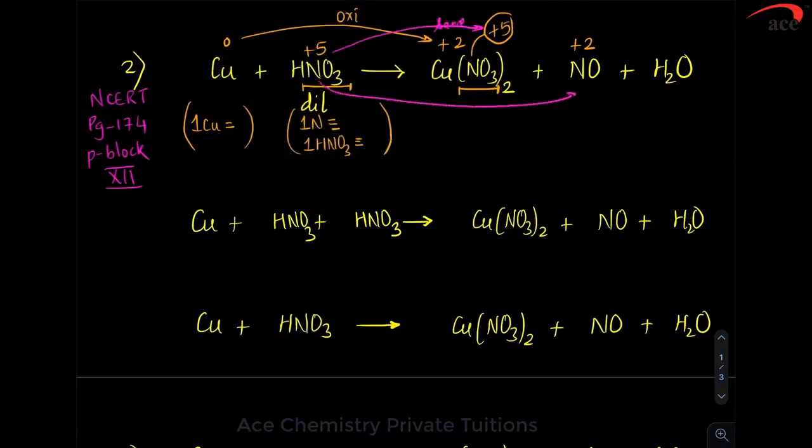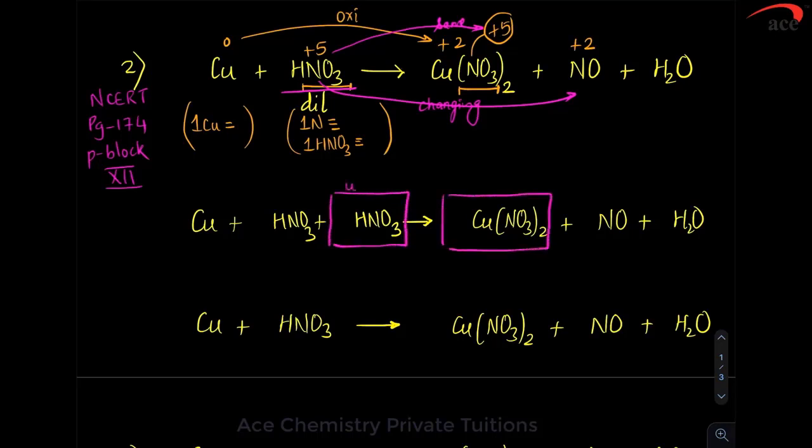In the other case, nitrogen's oxidation state is changing. That means nitric acid has 2 products. So what we do, we write down nitric acid 2 times. Are you able to see? Nitric acid 2 times. Now what next? What we do, we fix up this nitric acid with this nitric acid.